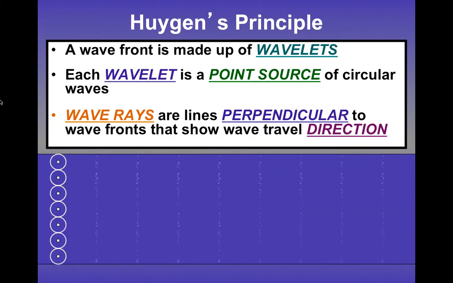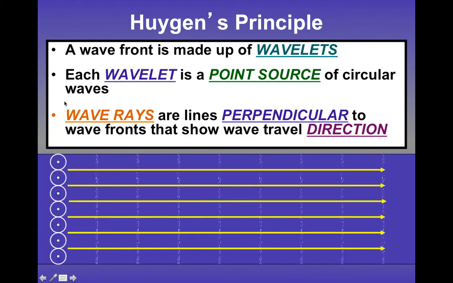So you have all of these little wavelets, all of these little circular point sources for our waves. These wavelets are these vertical lines here that are traveling out from your waves. And these lines, these yellow rays, are what we call wave rays. And these are perpendicular to your wavefront such that your vertical and horizontal lines are forming 90-degree angles.